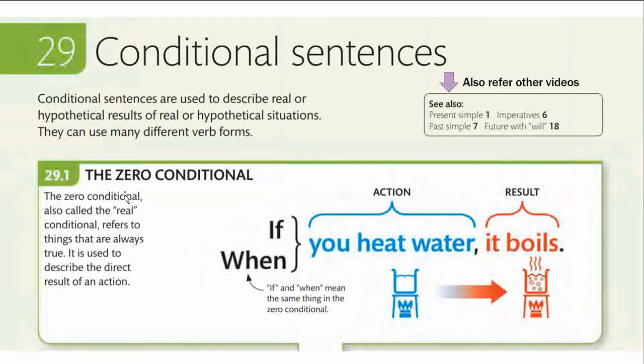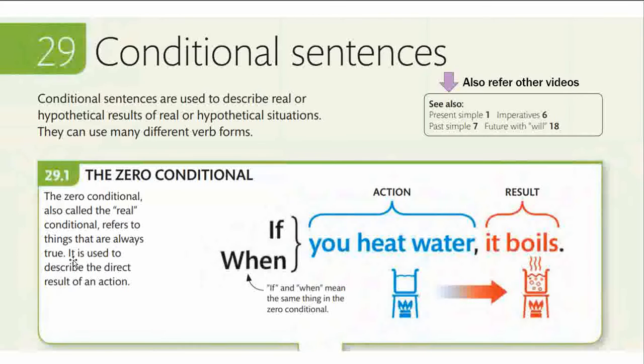The first pointer that we have is the zero conditional. Zero conditional means the sentence with if or when, where if you set that condition, the result is likely. It is definitely a possibility, a reality. That is how it is called a zero conditional. The zero conditional can also be called the real conditional. That refers to the things that are always true.